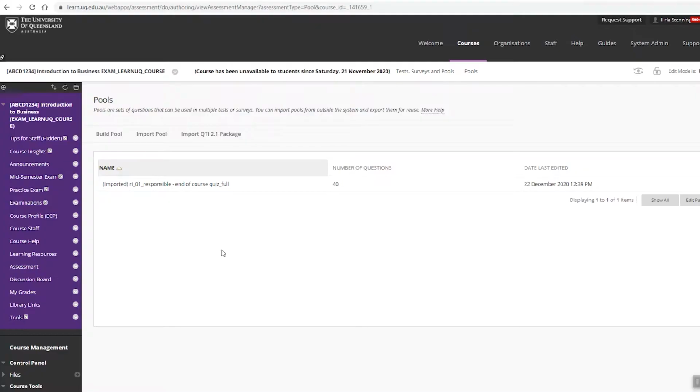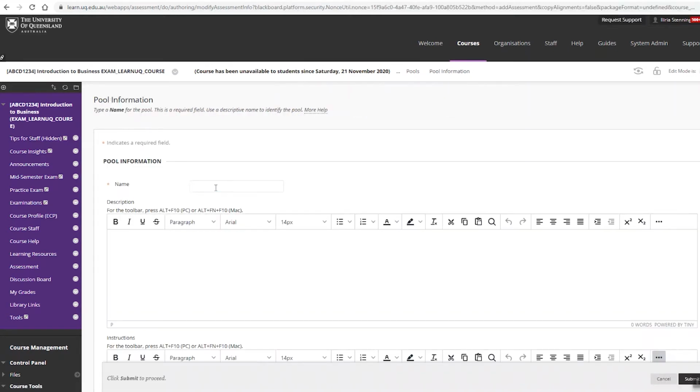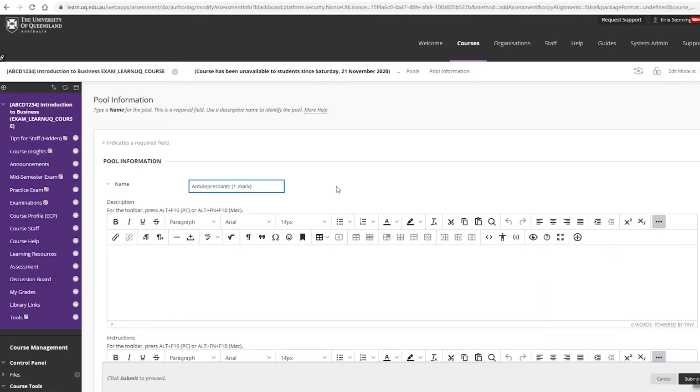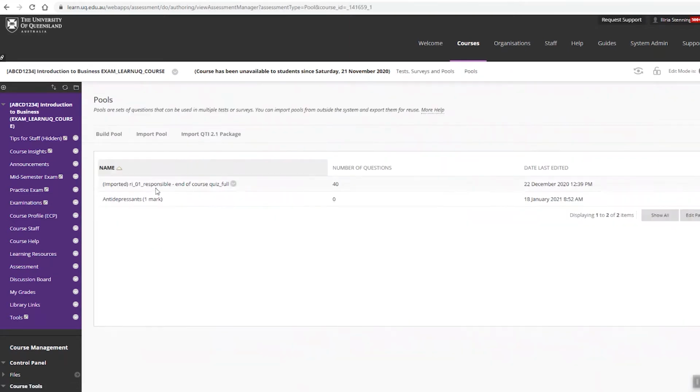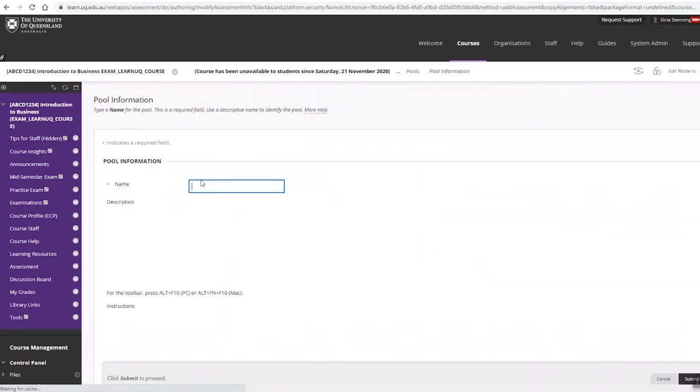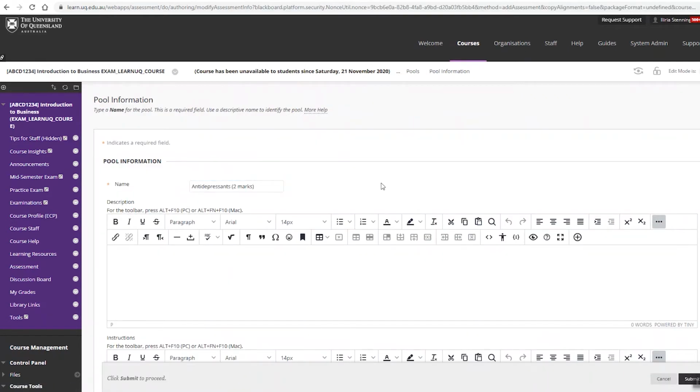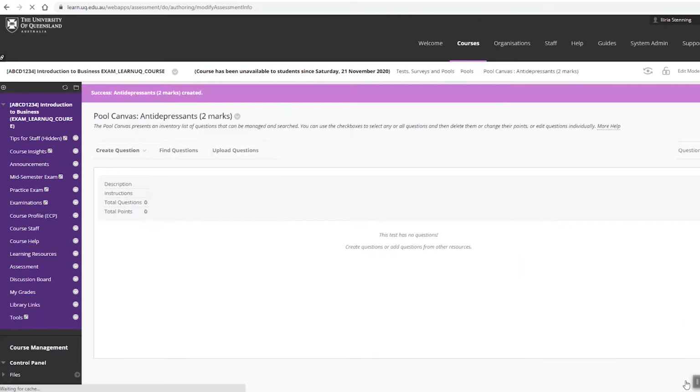So often what I'll do is then a further sort of level of stratification. So I'll just give you one example from my area. I teach medicinal chemistry for mental health. So I might create one pool called antidepressants 1 mark. And what I'm signaling to myself there is that this is probably going to be a fairly simple question, often recall. But then I might create a second pool, which is called antidepressants 2 marks or 3 marks. And they will be the more complex problems that actually involve some type of problem solving or application.